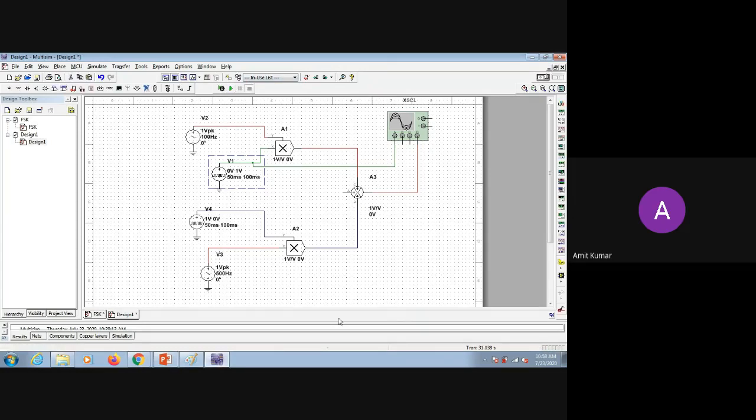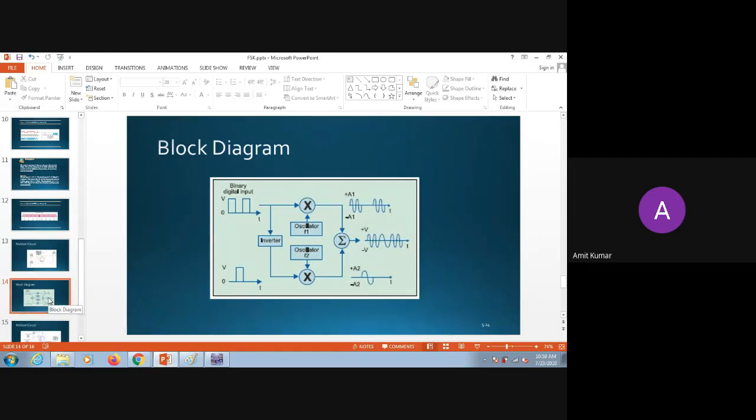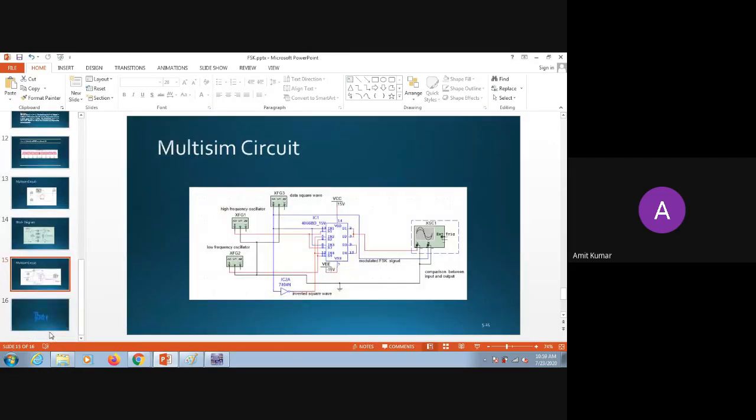Now this is a block diagram, so this is not an actual circuit which is able to generate your FSK signal. We need an actual circuit which is able to generate your FSK signal. So we have another circuit diagram which is able to generate the signal. So this is that diagram.